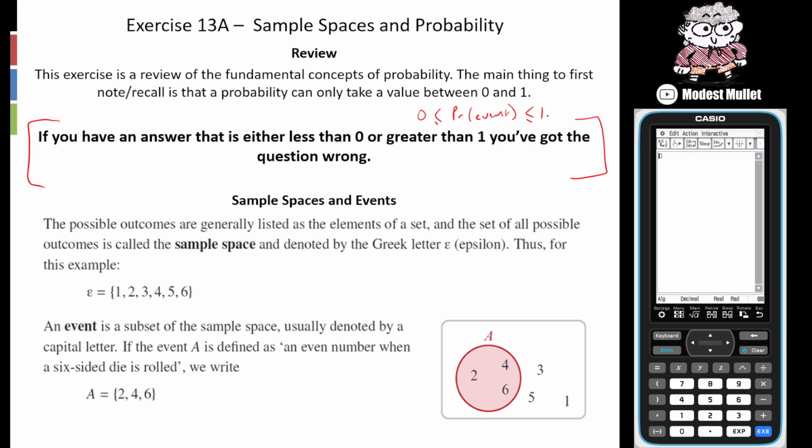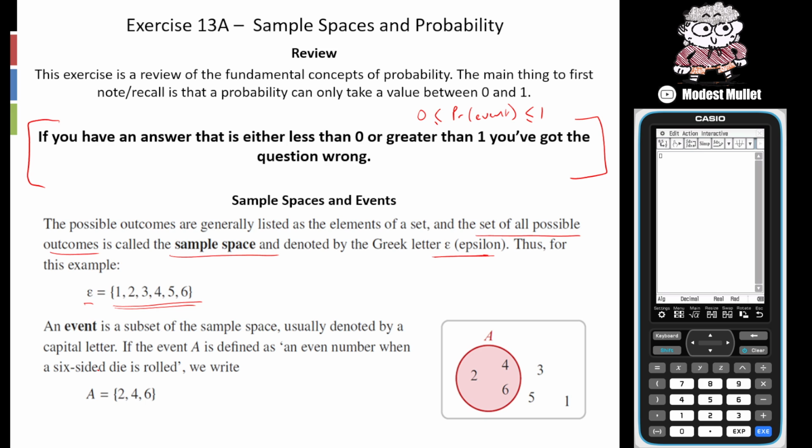Right, so sample spaces. A sample space is the set of all possible outcomes. You'll see this word set come up quite a lot, but sample space, all possible outcomes, is denoted by the Greek letter epsilon, that sort of weird looking E symbol. So that just lists everything. For a 6-sided dice, the total sample space, possible outcomes, is 1, 2, 3, 4, 5, and 6. So in that case, that's our sample space for a dice.